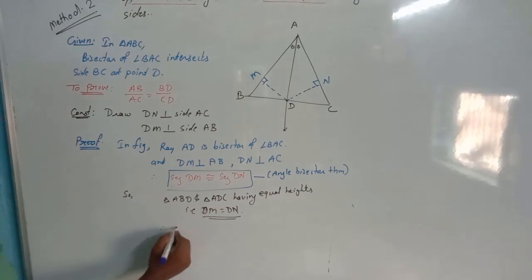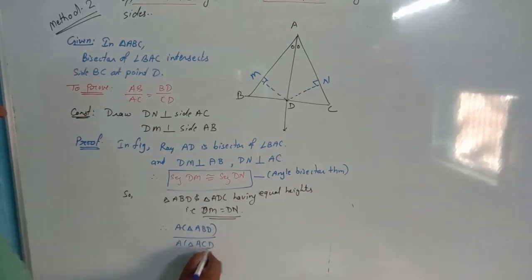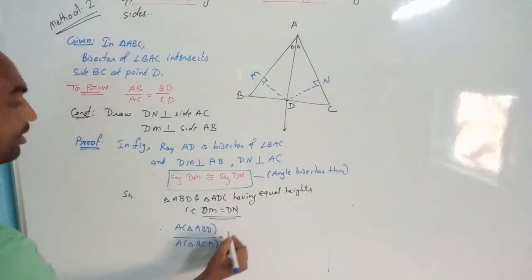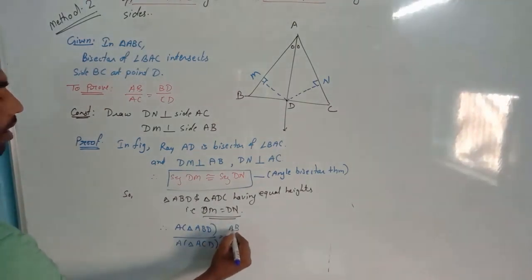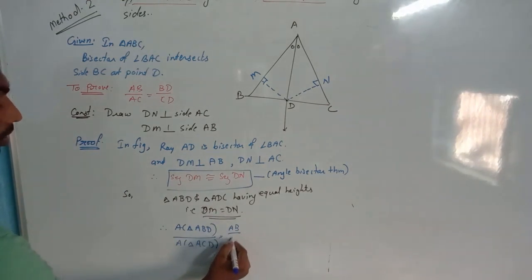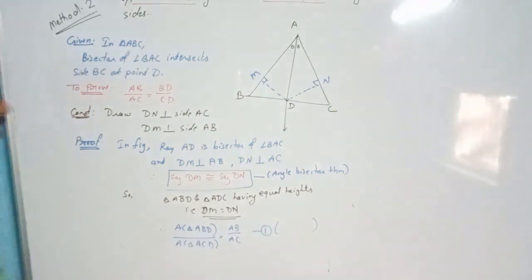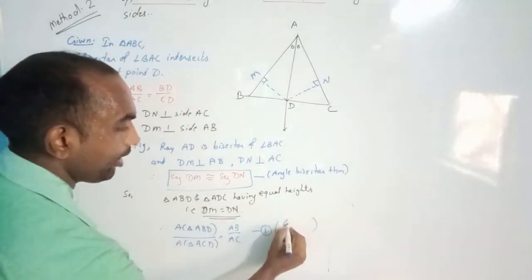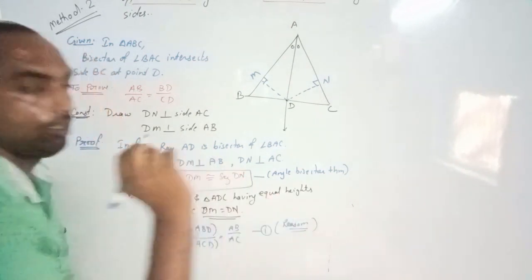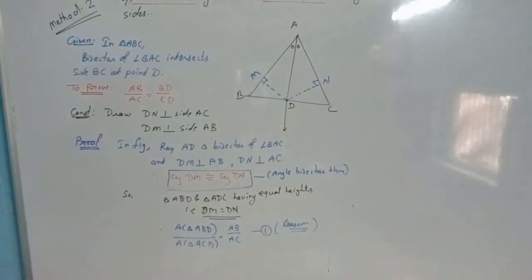So we can write area of triangle ABD upon area of triangle ACD is equal to AB upon AC. That's the point number 1. The reason will be what? Areas are proportional to, here you have to write the reason, I am not going to write the reason. The reason is what? Areas are proportional to corresponding base. Clear? Now the next.